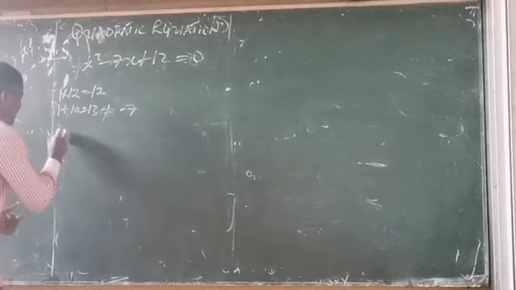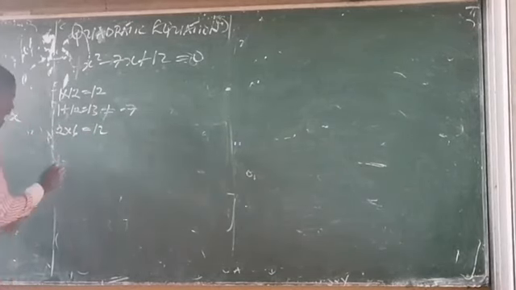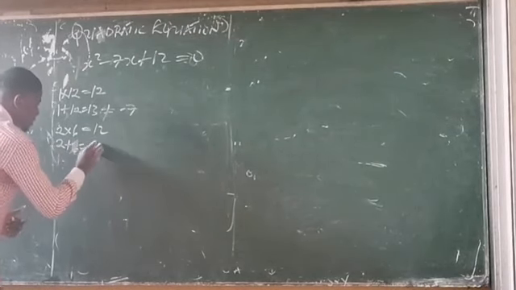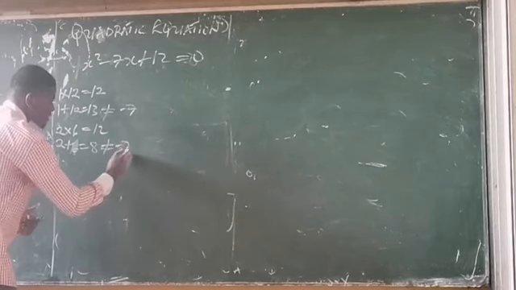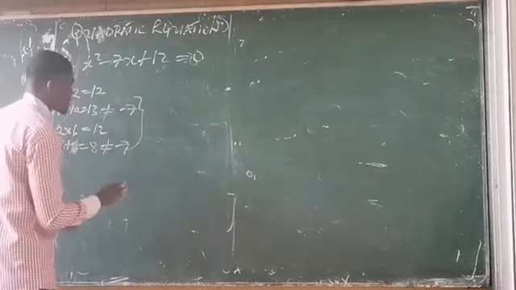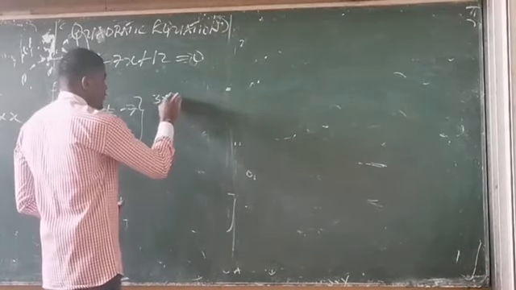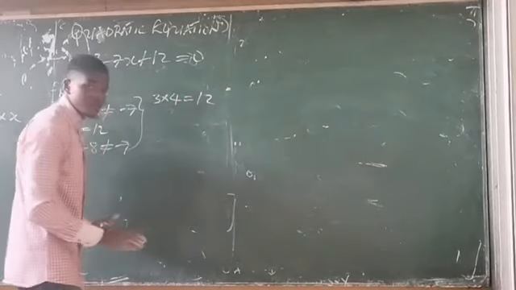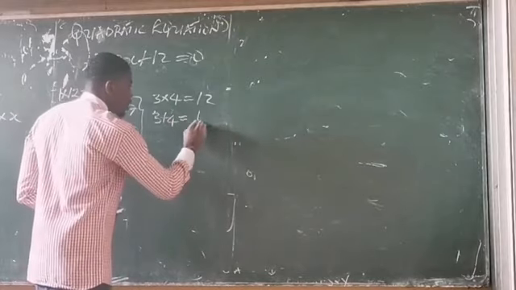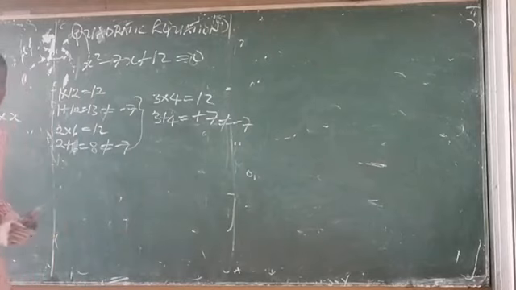Also, I know that 2 times 6 is equal to 12. And 2 plus 6 is actually 8 and not equal to minus 7. So we can't use this either. But let's try this and see. Also take note that 3 times 4 is actually 12. But 3 plus 4 is actually what? Plus 7 and not minus 7. So we can't use this either.